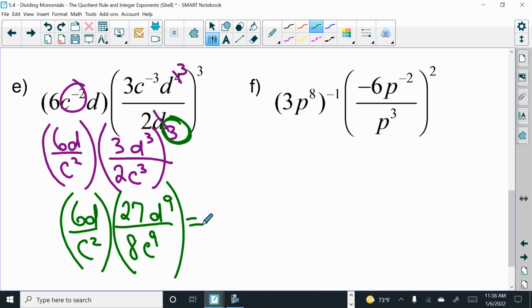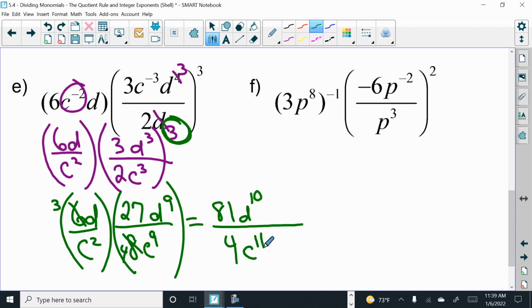Now, cross reduce. 2 goes into 8 4 times. 2 goes into 6 3 times. 3 times 27 is 81 over 4. All I did was take care of my numbers. Now I have a d times a d to the 9th, which is d to the 10th. And then I have a c squared times c to the 9th, which is c to the 11th. Yes, no, maybe kind of sort of.